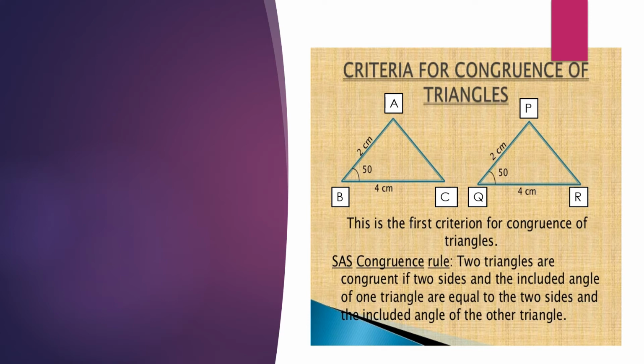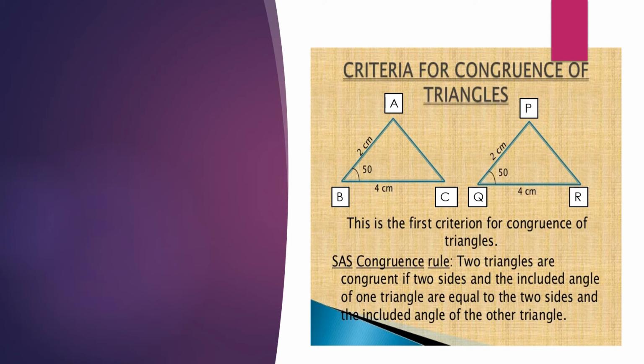First, here we know that the angle must be included between the two sides given. Now we will understand what included means in a little bit. So first, let us understand what the condition tells us. The first criterion is SAS congruence, that is side angle side congruence rule. The condition tells us that two triangles are congruent if two sides and the included angle of one triangle are equal to the two sides and the included angle of the other triangle.